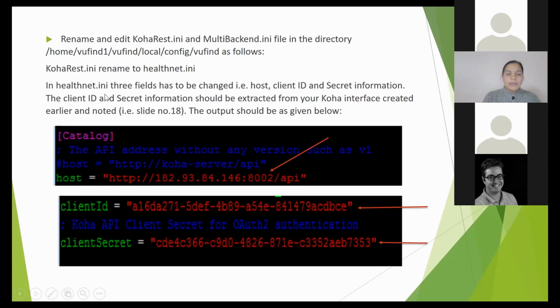And under healthnet.ini, three fields have to be changed. One is host, another is client ID, and another is client secret. The host name is the Koha OPAC URL, the IP address URL, and the client ID and client secret are the keys extracted from the Koha staff interface, which were already noted on slide number 18 through Koha patron name, manage API keys.